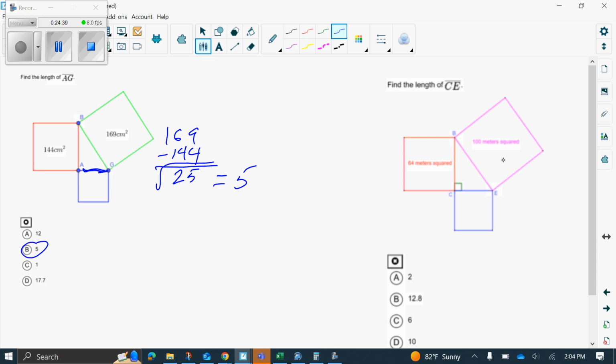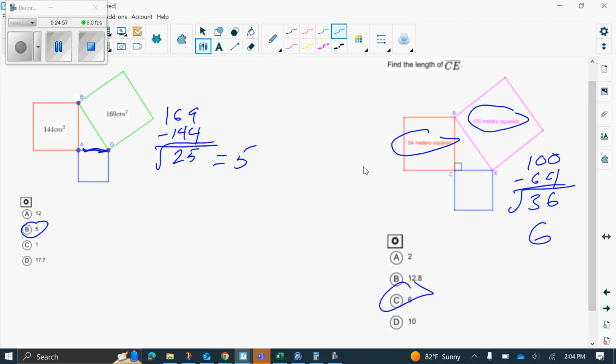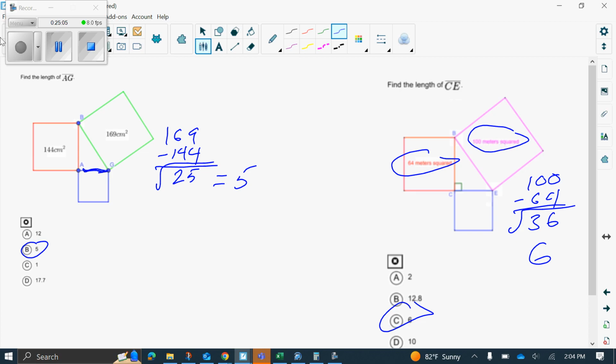And so over here, it's the same idea. We got that area and that area. So we subtract 100 minus 64, and we get 36. Take the square root, and it's 6. And that's all there is to it. You guys are trying to make these things more difficult than they are. It's just subtract and take the square root.